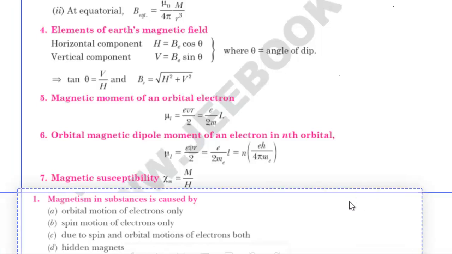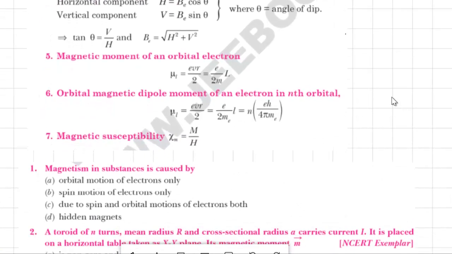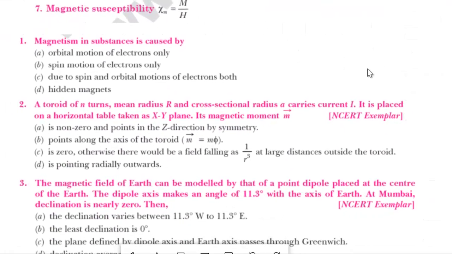So these are some of the important formulas from the chapter magnetism and matter. Now we are moving to the first question, that is, magnetism in substances is caused by. What is the reason for magnetism in substances? It is due to the spin and orbital motion of electrons. That is the cause of magnetism in substances.